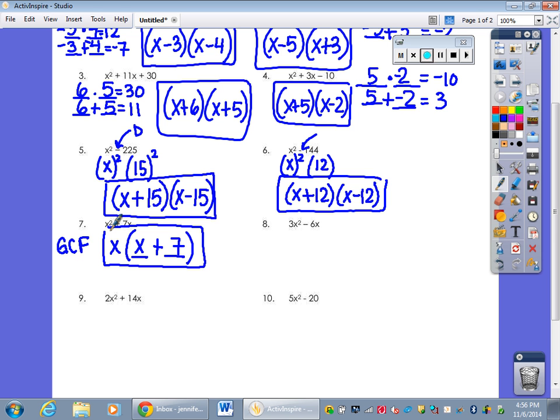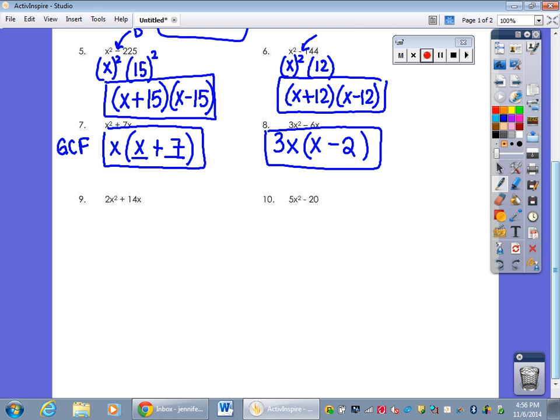In number 8, they not only have an x in common, but they also have a 3 in common, because 3 and 6, the GCF is 3. And between x squared and x, the GCF is x. So 3x goes on the outside. On the inside, we're going to do 3x times what gives us 3x squared? That would be x. And then 3x times 2 would give us -6x. So that would be our final answer there.